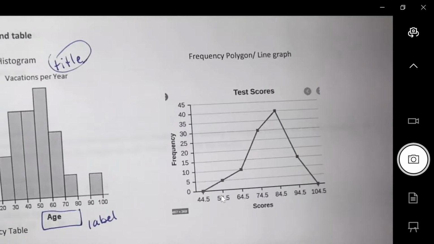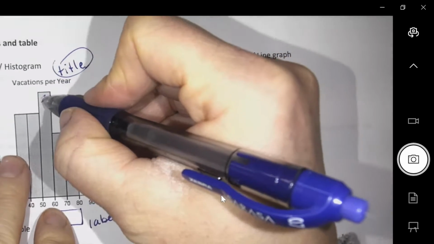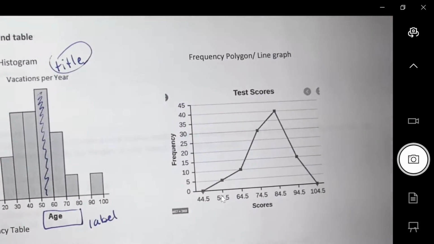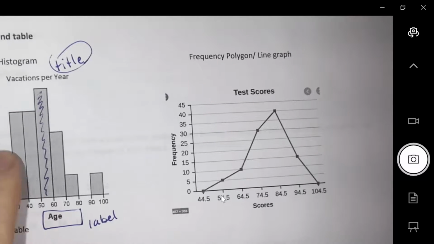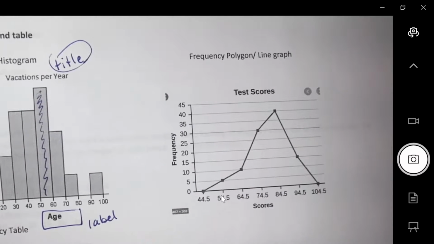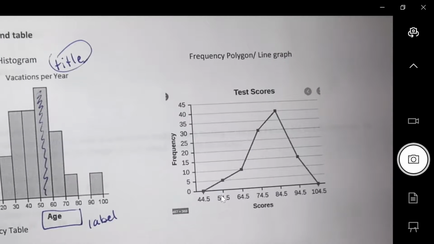So how do we read this? So here, if I read this one in the middle, I would say this. The people who are from 50 to 60 years old take an average of 5 vacations per year. That's how you read it. Okay? So if the people are between 20 to 30, how many vacations a year do they take? 2. Okay.